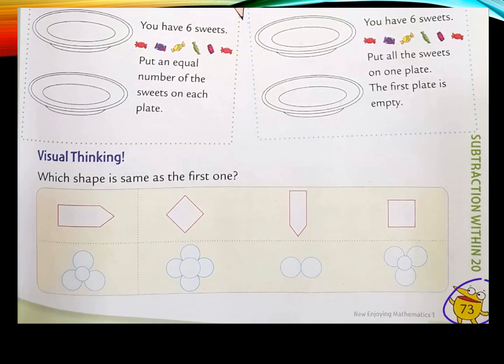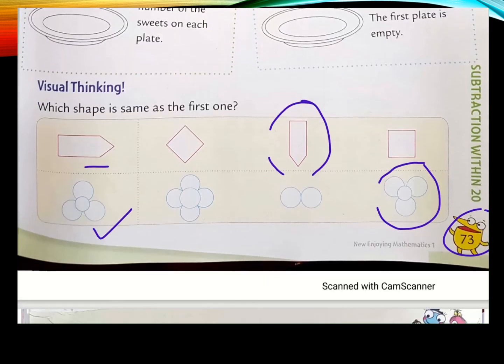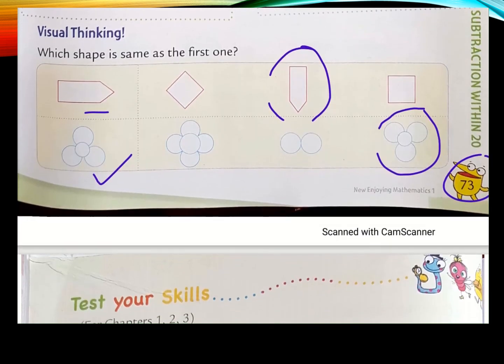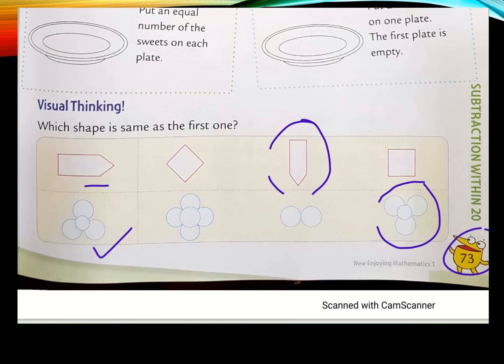Page 73. Which shape is the same as the first one? Which shape? This. Which shape is the same as the first one? This. So work out the sums and practice subtraction.